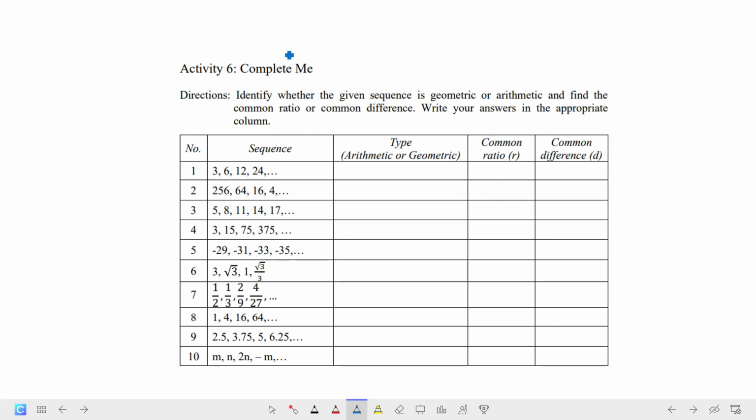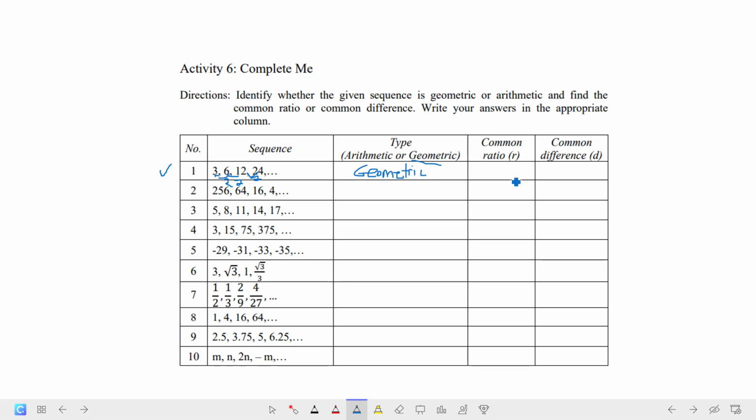Right, so in your activity 6, you are going to complete the table. All right, so this table, the arithmetic or geometric. So sulat mo dito if the given sequence is arithmetic or geometric. Okay, just like I will do number 1. So 3, 6, 12, 24. And I think if I divide 6 by 3, we will get 2. I-divide ko ulit ito. 12 divided by 6, 2 ulit. And so on, 2 ulit. Therefore, it is geometric. Sulat ko dito, geometric.